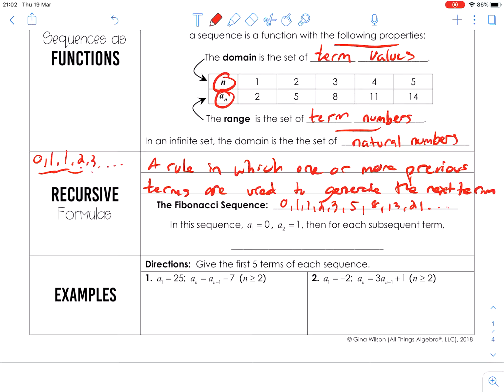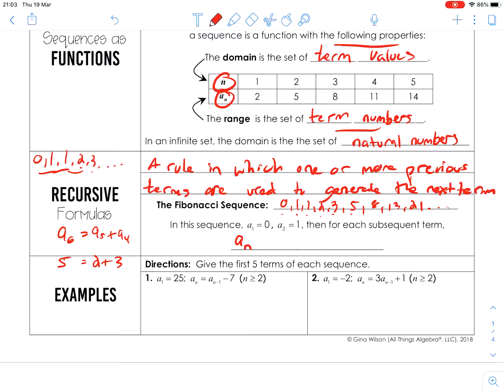So in the sequence, a sub 1 is 0, a sub 2 is 1. Then for each subsequent term, we have to go general here. So a sub n equals. Let's just use an example. Let's not say n, let's say a sub 6. We know a sub 6 is equal to the two previous terms. What is a sub 6? It is the sixth term, which is 5. How would we write that? That would be a sub 5 plus a sub 4.